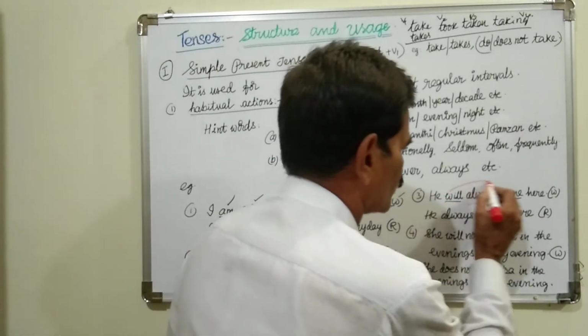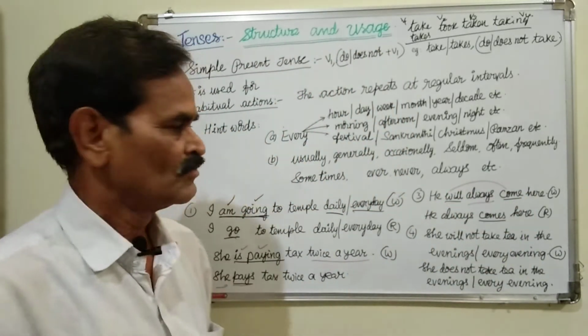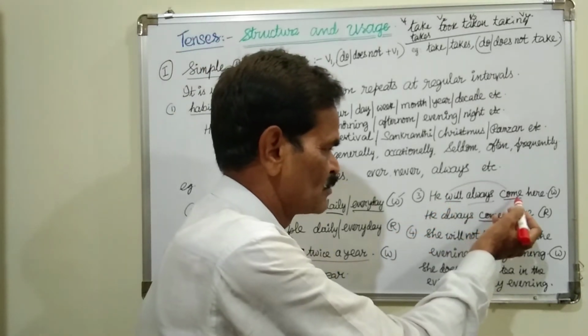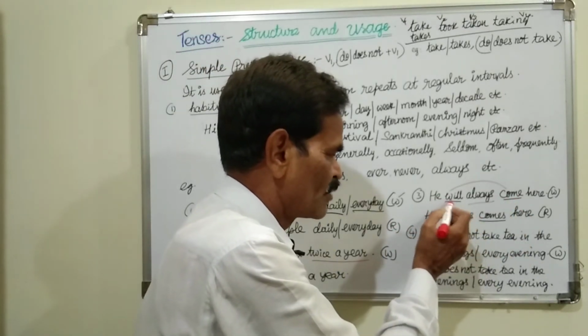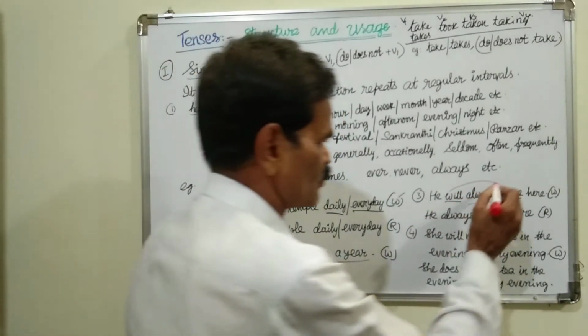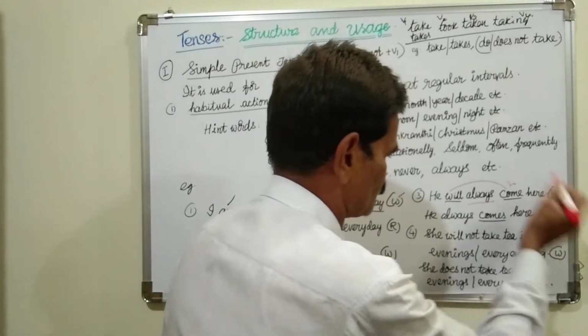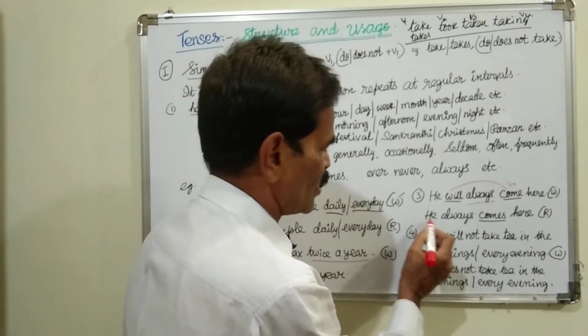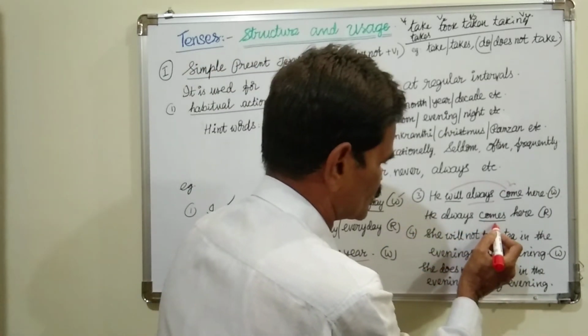Here "will come" is the verb. Will is the helping verb, come is the main verb. Wherever shall or will is there, it is simple future tense. We cannot use simple future tense here. This is also wrong. Here what we have to use is: he always comes.